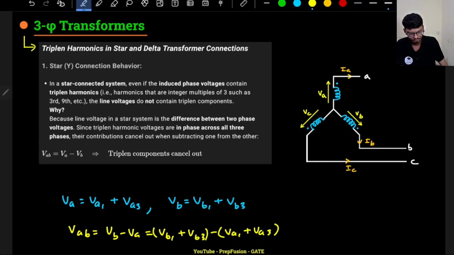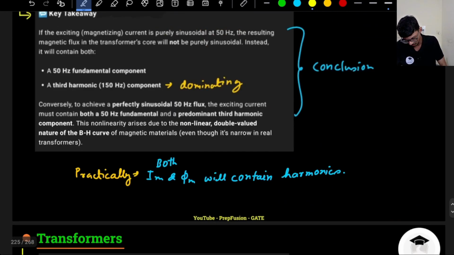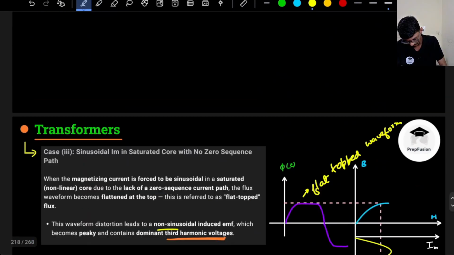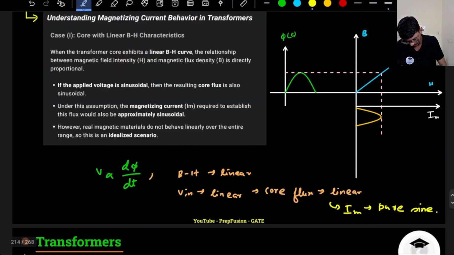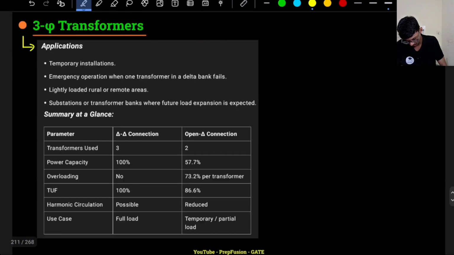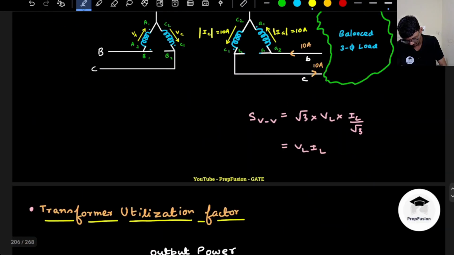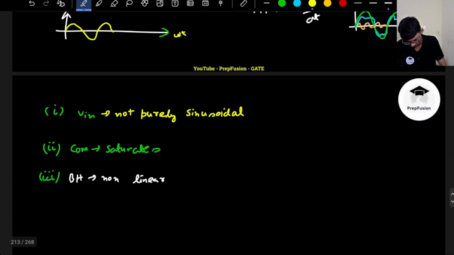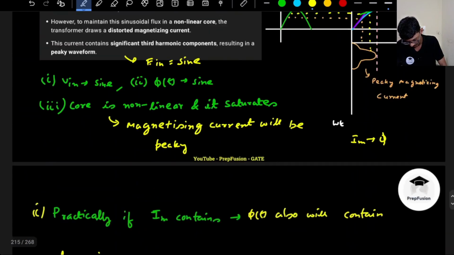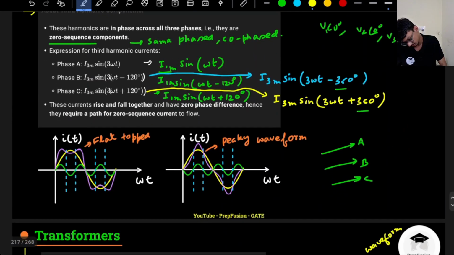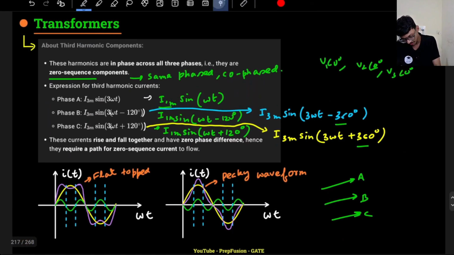Now the interesting fact is about zero sequence components. So where is the zero sequence component? Sorry, we have not discussed zero sequence components yet; I will discuss them. Third harmonic currents are there. Here, if you see what happens, I have told you here.